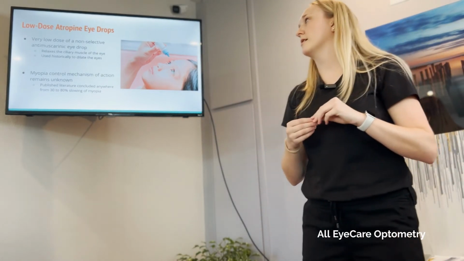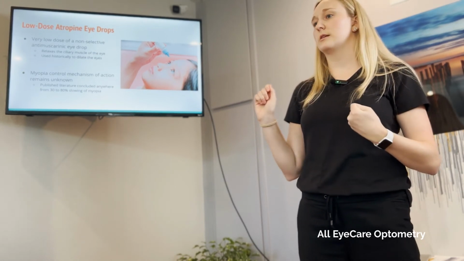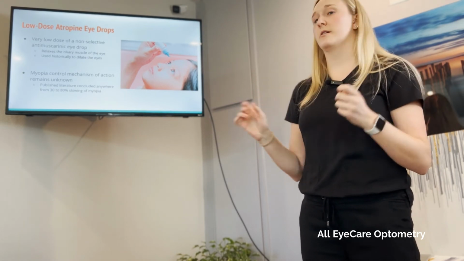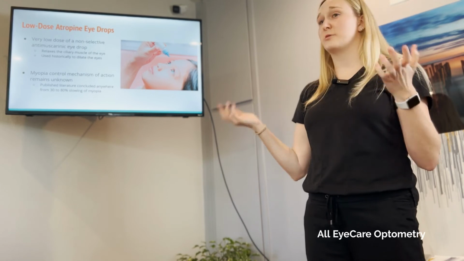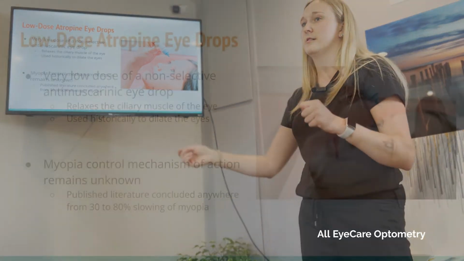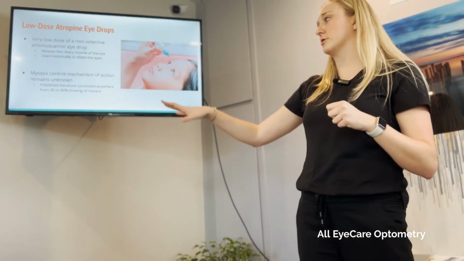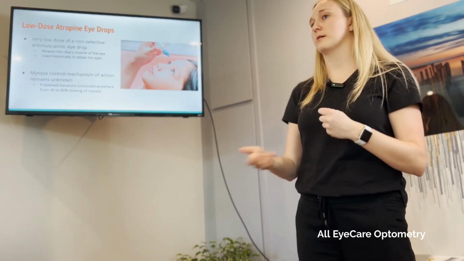Okay, third option is low-dose atropine eye drops. So historically, atropine was used in offices to dilate eyes, and it's a non-selective anti-muscarinic drop, and it acts on the ciliary muscle of the eye, and has been demonstrated to have a myopia control effect. There's research that's ongoing. We still don't really know why it has the myopia control effect. We just know that it does. And there's kind of a wide array of literature in terms of how grand the myopia control effect is. There's literature that says 30, there's literature that says 80, so we can kind of guess that our patients will experience something within that realm.